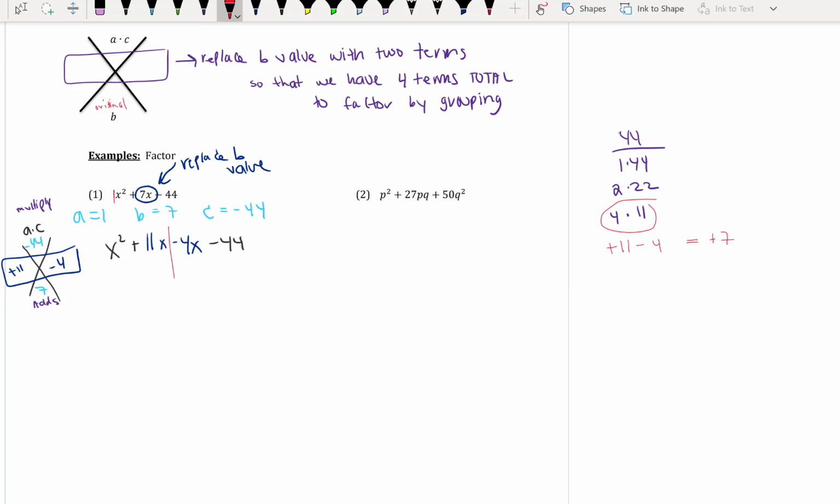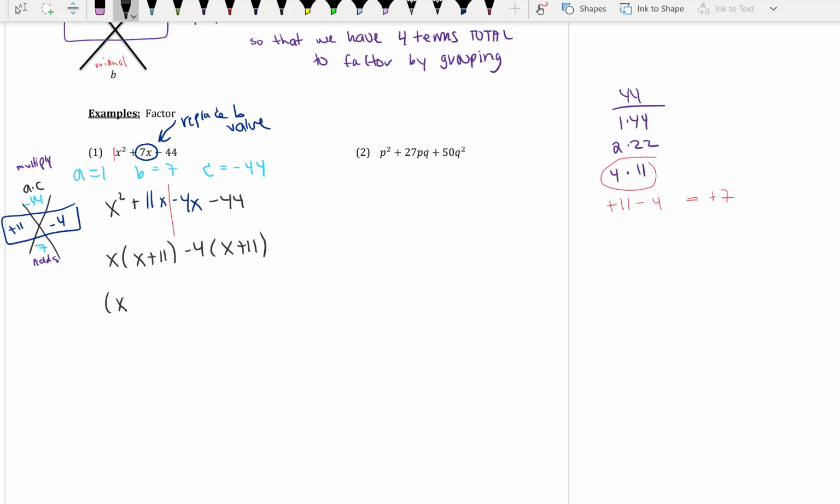So now I split it. The first half has an x in common, so I'm left with x plus 11. The second half has a negative 4 in common, so I'm left with x plus 11. The common factor here would be my x plus 11, and my leftovers go in their own parentheses, which would be x minus 4. So now I know that I have factored completely: x plus 11 and x minus 4.